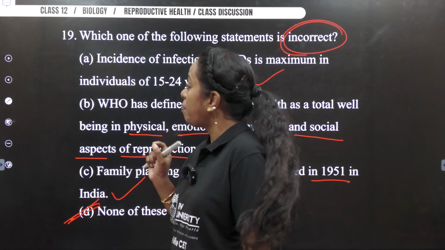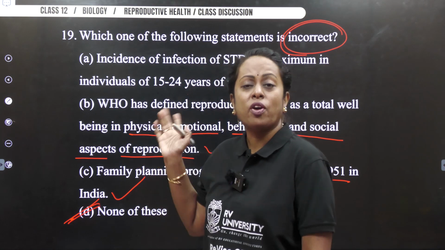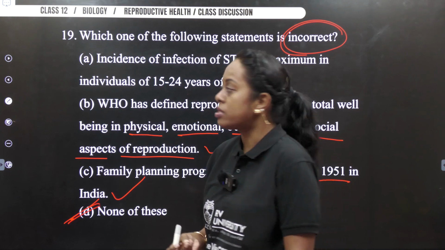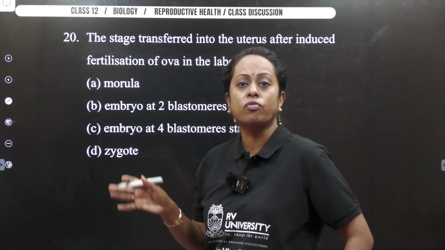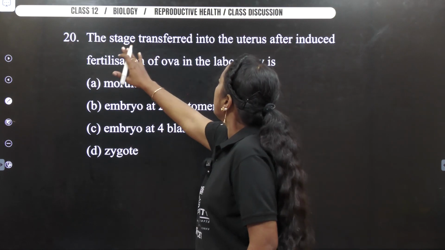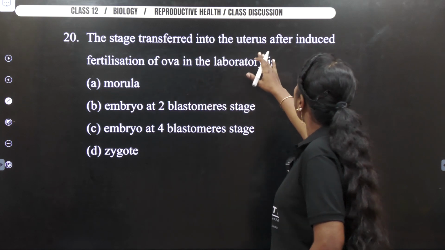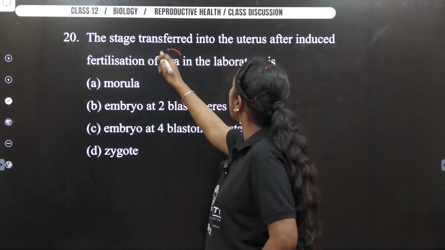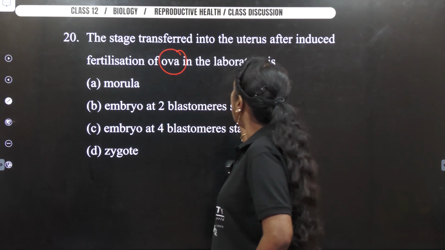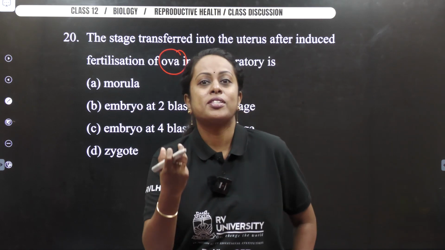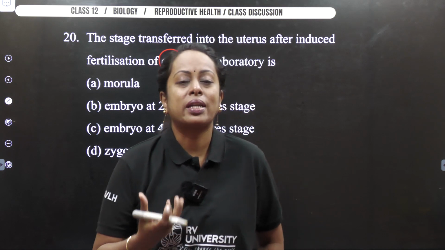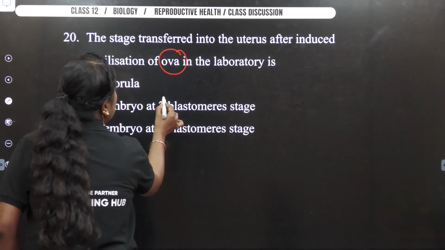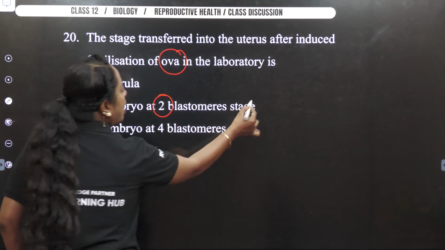So I hope even you have marked the option. So this is one of the topics in which we can score complete marks. So you have been answering all the questions till now, and I hope none of you would have made a mistake. So this is our last question of this particular discussion. The stage transferred into the uterus after induced fertilization of ova in the lab. Now what do you think? Clusters of cells should be there. So we call that particular stage as what? Morula.